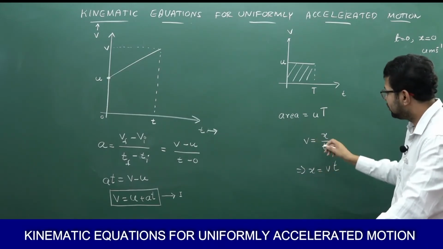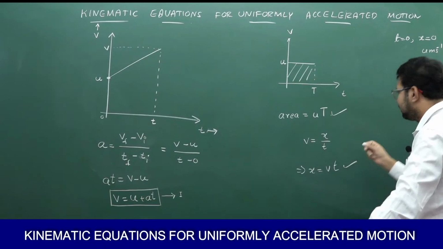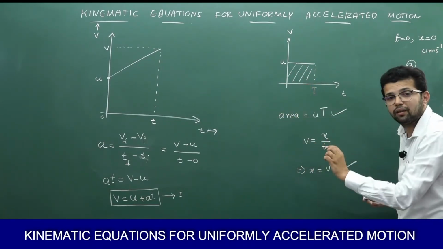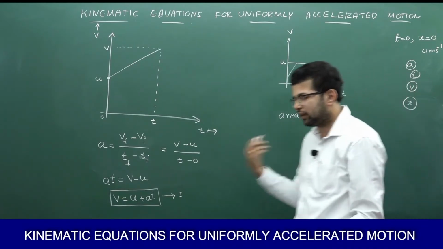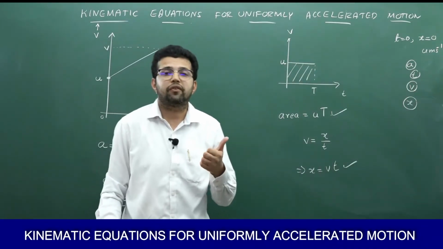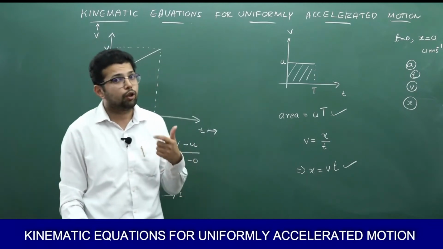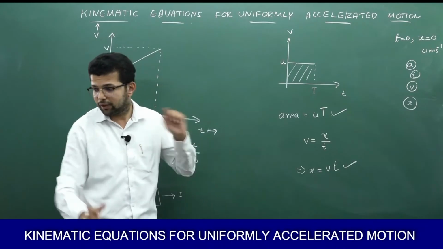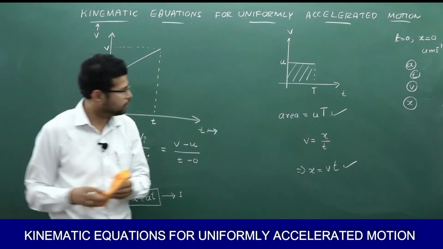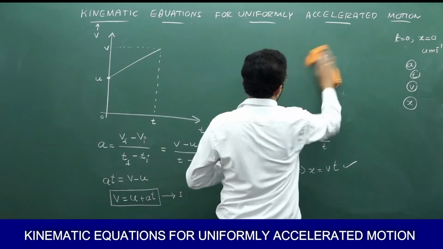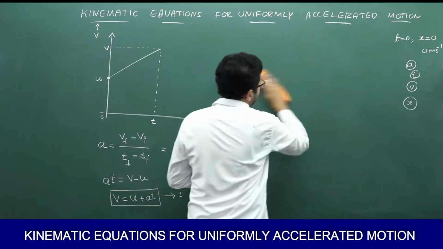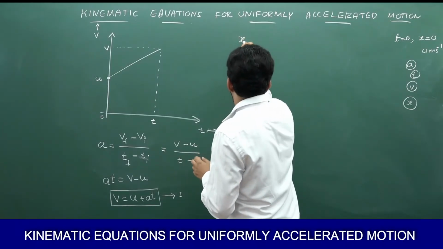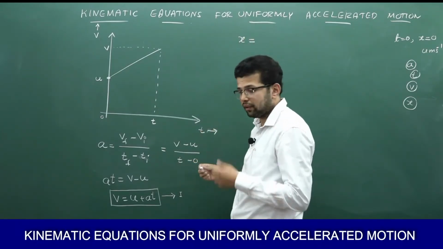So, from these two equations what I conclude is area under the Vt curve gives displacement, which is very important. Slope of the xt graph gives velocity, slope of the Vt graph gives acceleration, area under the Vt graph gives displacement. I will erase this. So, I will have to find out displacement now, displacement x equal to area under the Vt curve.